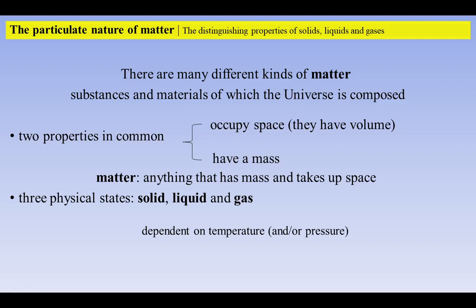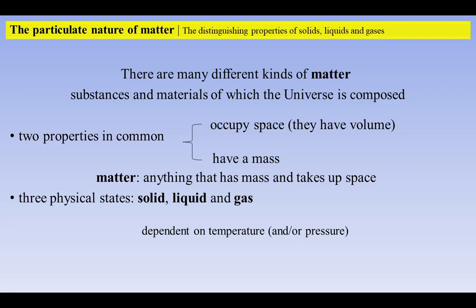So we can give a definition for matter as anything that has a mass and that takes up space, okay? So anything you can see and you can touch, which means anything which has a mass and takes up space, we can call it matter. And we can distinguish three physical states of matter, which are the solid, the liquid, and the gas.